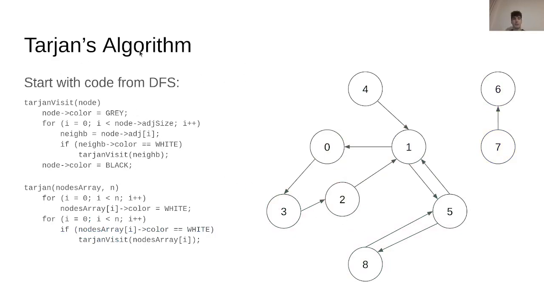Tarjan's algorithm starts with depth first search, so it will be very similar to depth first search. We will make the color gray, we'll take each neighbor, and if it's white, visit it. Finally, make it black. And as in depth search, we'll need to start a visit from each white node in case we have separate components.